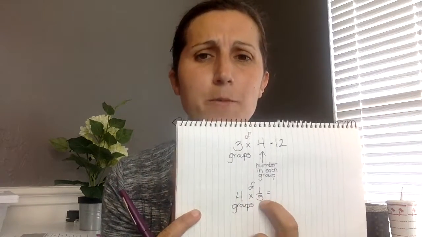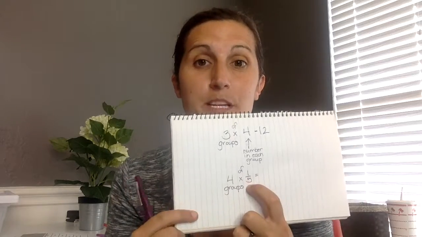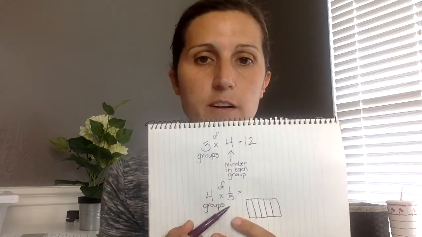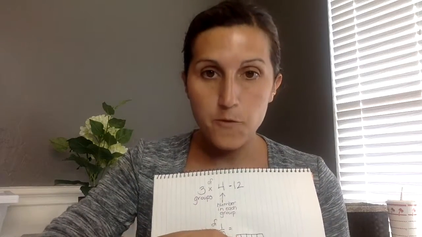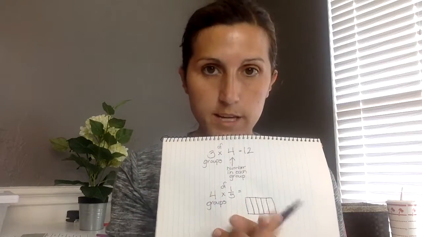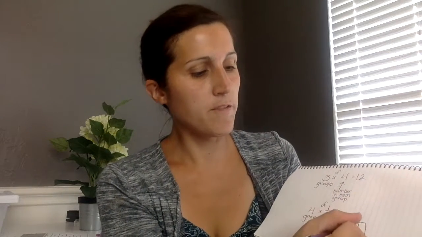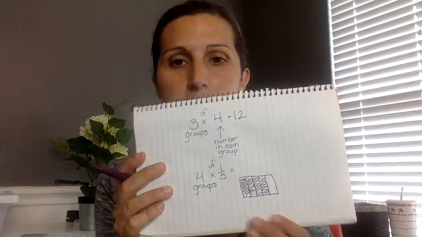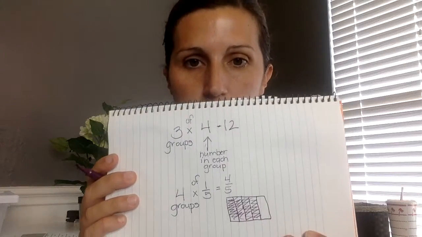It's hard when it's backwards for me. Okay, so that's my number in each group. I can draw this. I'm going to start with my whole. I'm going to break it into 5 equal pieces. And I have 1/5 here, so that means that I'm going to have 4 of these. So here's 1/5 I'm coloring in, 2/5, 3/5, 4/5. And I get my answer is 4/5. Okay, I can do it that way.